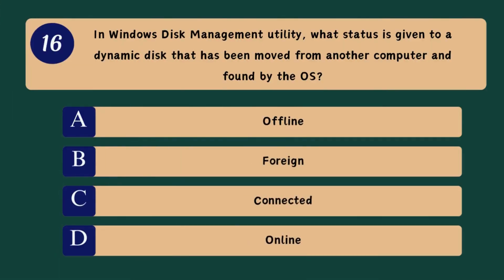Question 16. In Windows Disk Management Utility, what status is given to a dynamic disk that has been moved from another computer and found by the OS? A. Offline. B. Foreign. C. Connected. D. Online. Correct answer: B. Foreign.